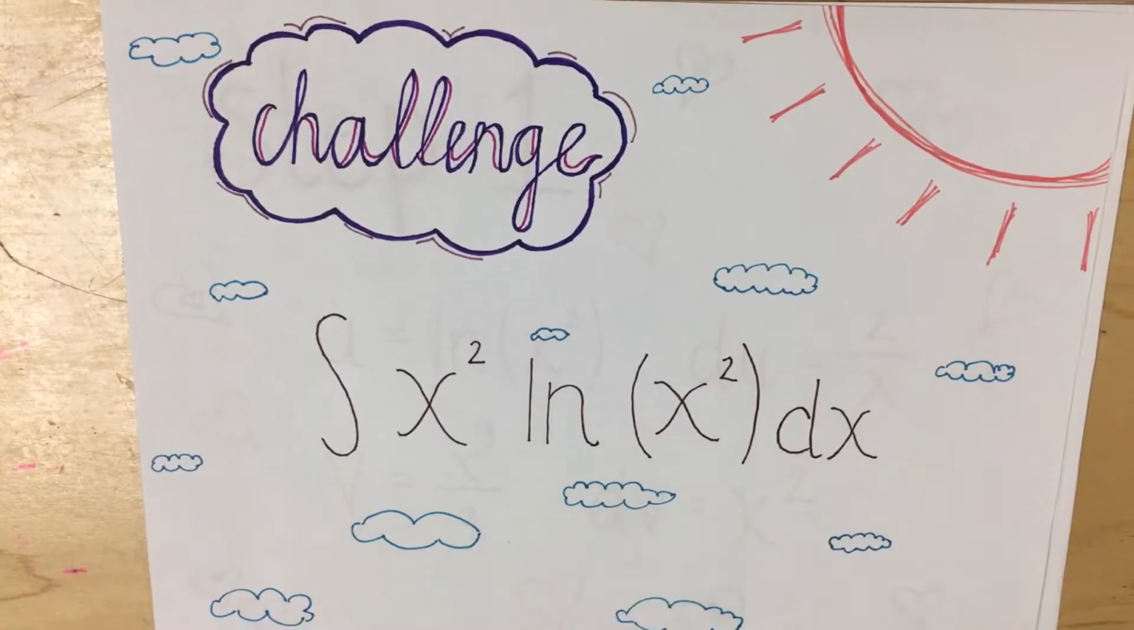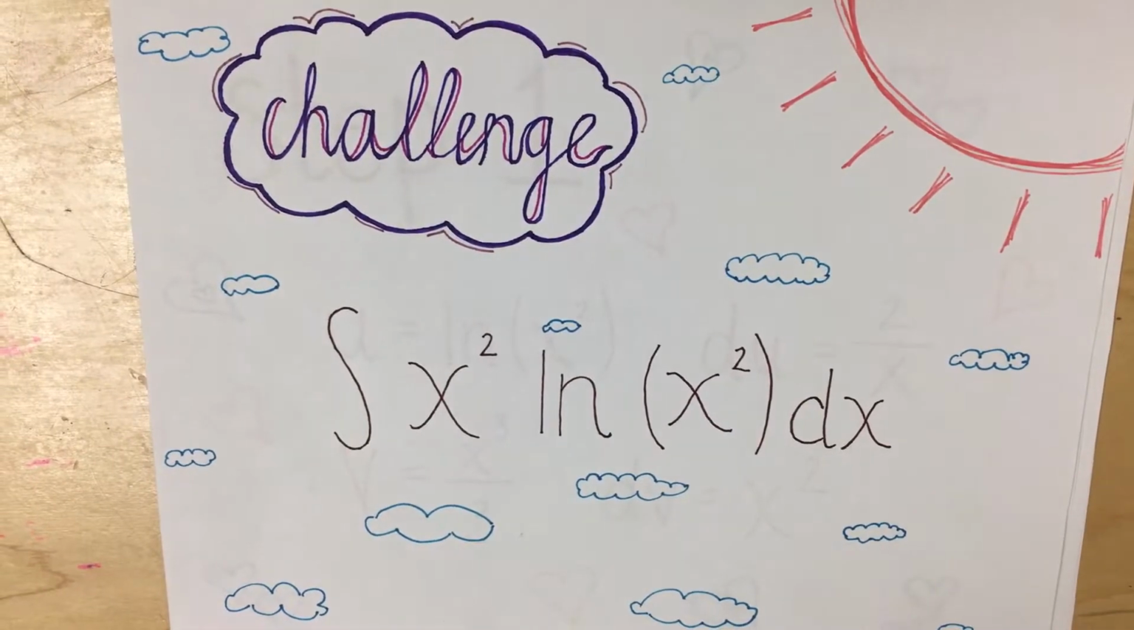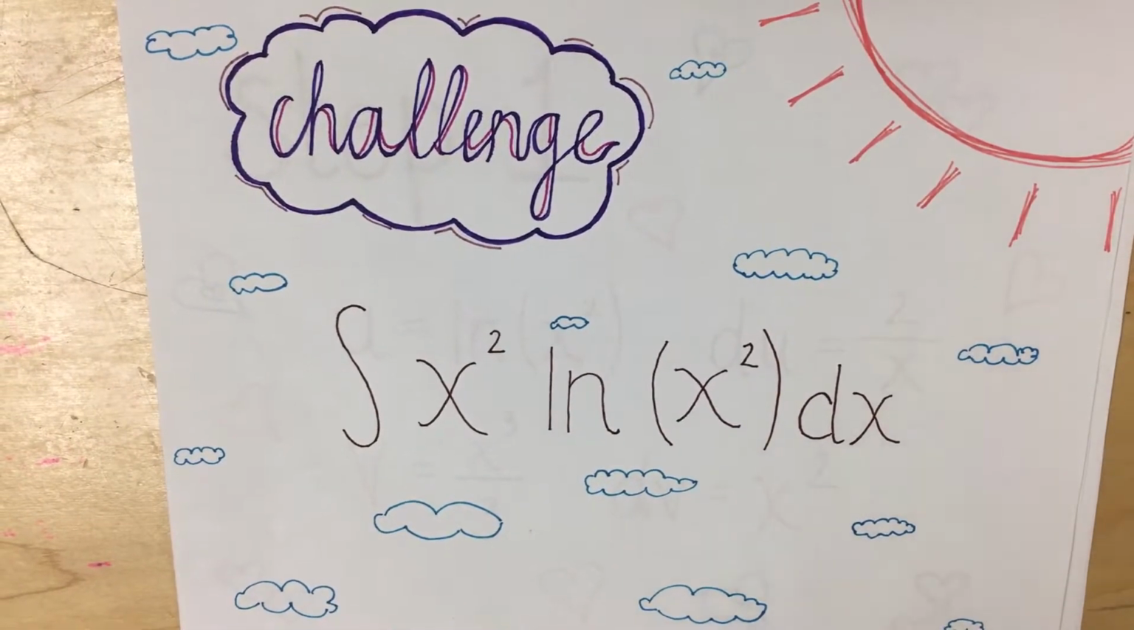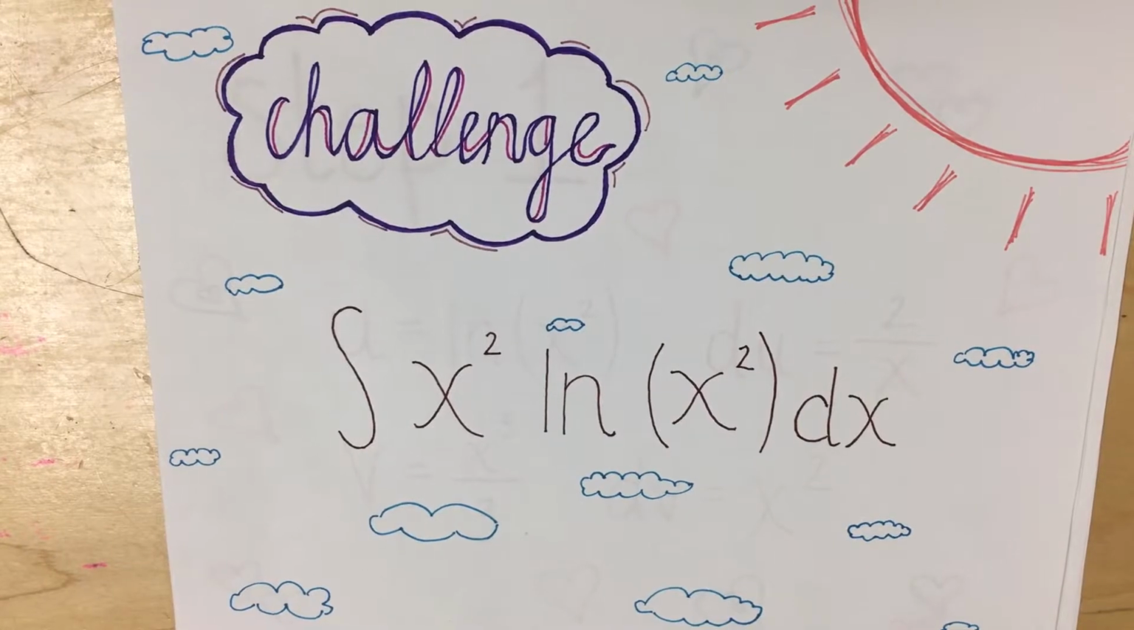So this is a challenge problem, which is a little bit more difficult than the last one we did. It's the integral of x squared times ln of x squared dx.